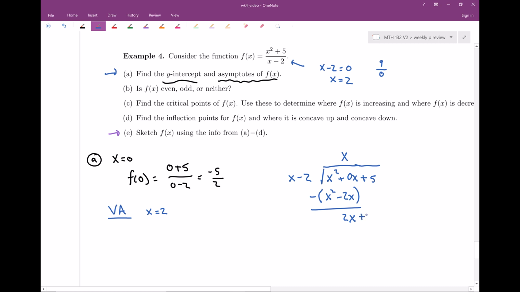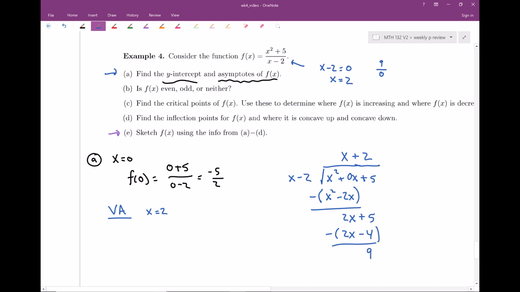And then we go ahead and we move that 5 down, and we play the game one more time, and I ask, what do I multiply by x in order to get 2x? Well, that's going to be 2. So, okay, 2 times x is going to be 2x, great, and 2 times negative 2 is going to be negative 4, and remember we subtract this away. So 2x minus 2x, perfect, that's 0 x's. 5 minus a negative 4, that's going to be 5 plus 4, that's going to be 9.